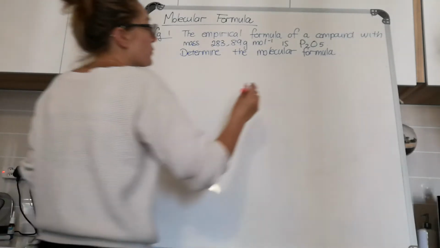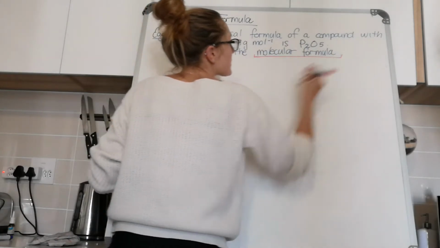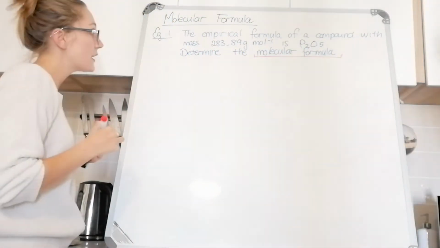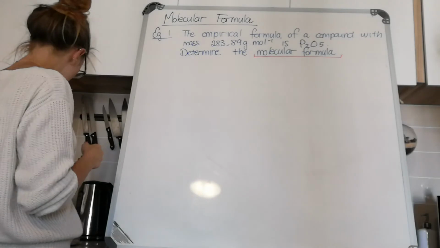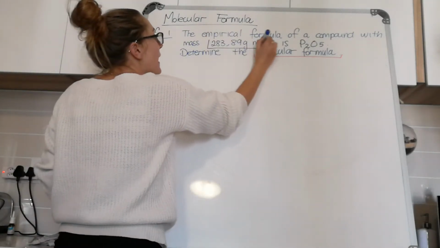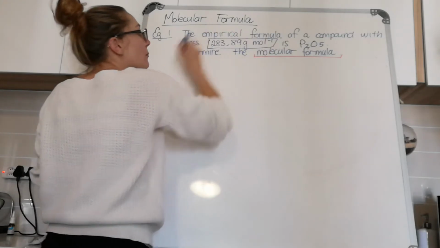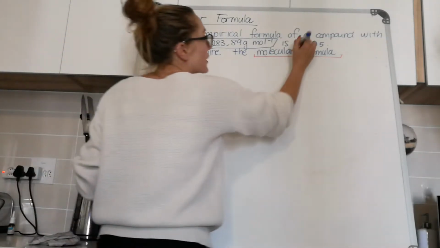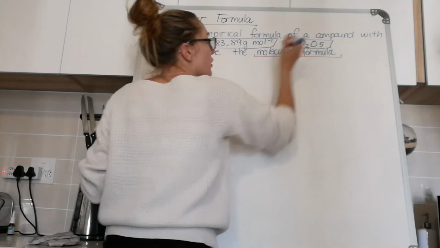So, three very important things here. First off, what are they asking? They're asking for the molecular formula. And then secondly, they've actually given us two pieces of information here. They've given us the molar mass of the actual compound, and they've given us the empirical formula of the compound.